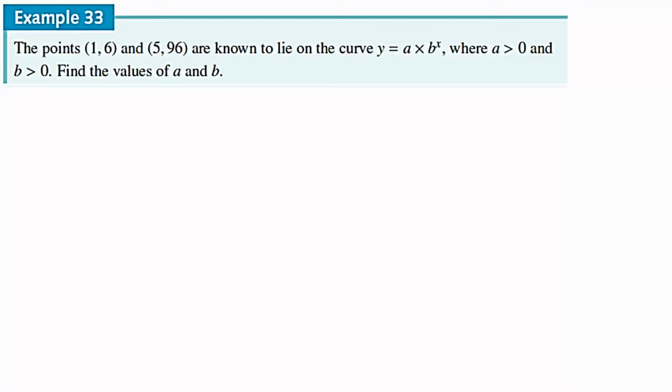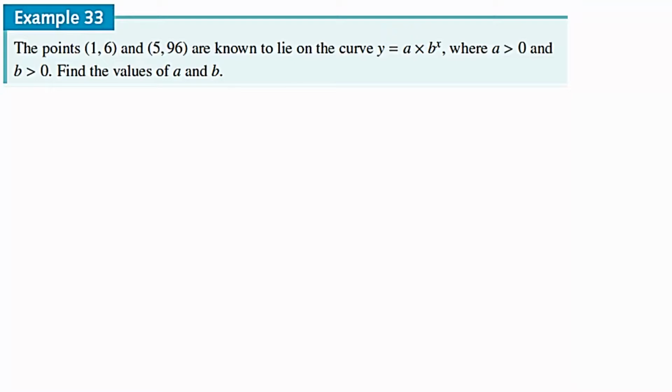So you look at this, they say the points (1, 6) and (5, 96) lie on this curve. We don't know what A is and we don't know what B is, right? But we do have an X and a Y coordinate. You got 2 coordinates, 2 unknowns. Means it's possible to solve. Here, they say find the values of A and B if you already know A is bigger than 0, meaning positive, and B is bigger than 0, means B has to be positive as well.